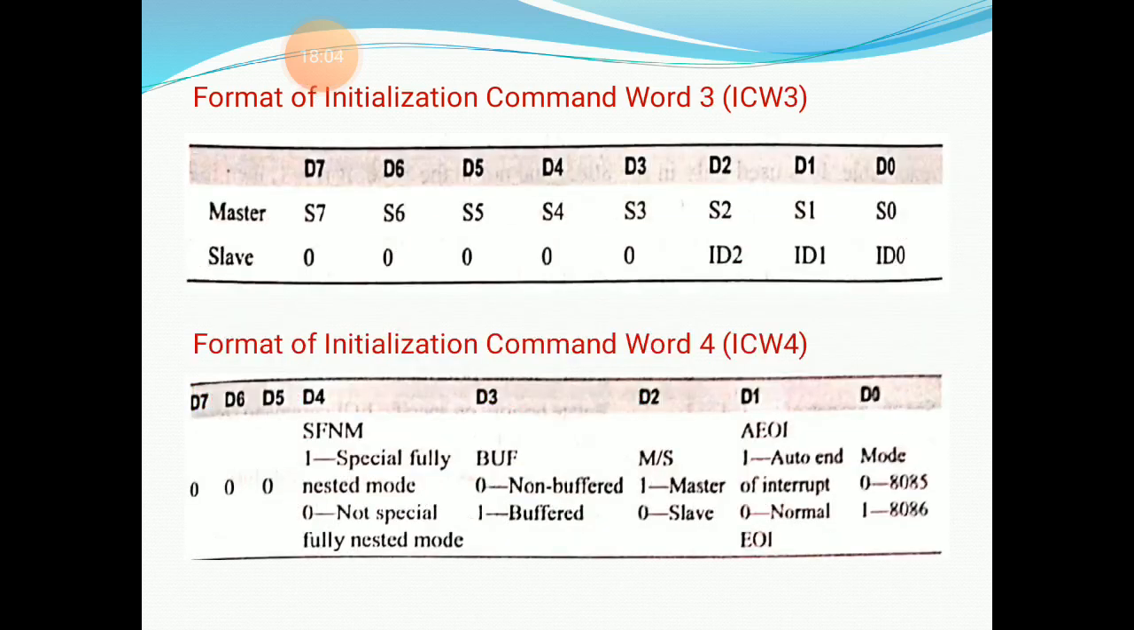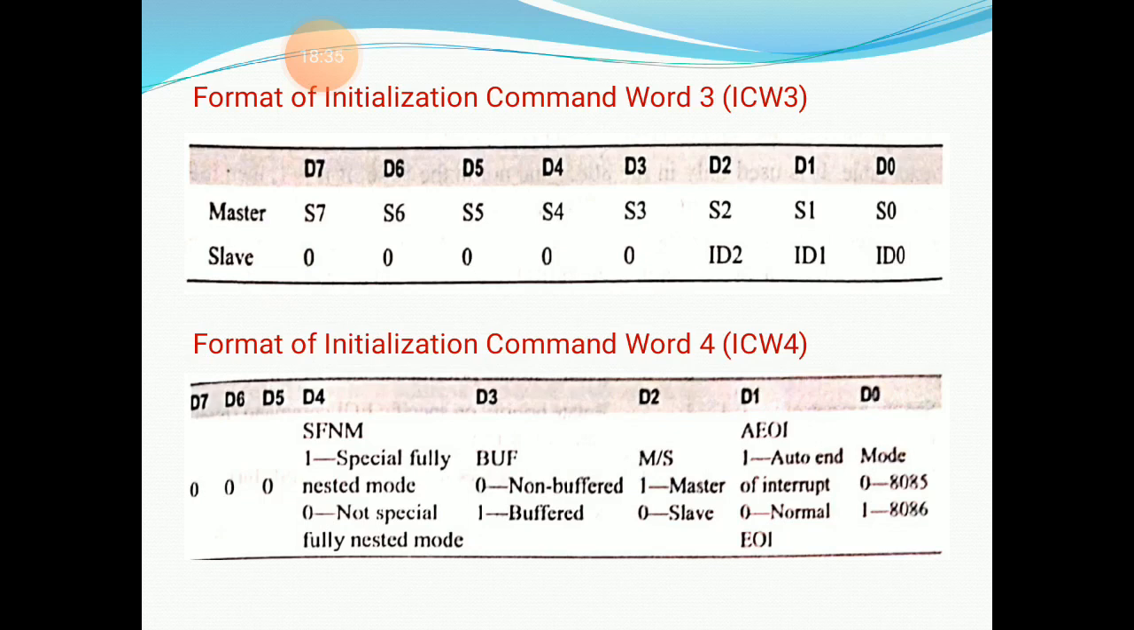Now let us see the initialization command word 3. Whether this word is required or not depends upon the D1 bit of ICW1. In ICW1, D1 belongs to either single mode or cascade mode. If it is 1, single mode, 0, cascade mode. If it is 0, use the ICW3 format. Here D0 to D7 bits can be used as either master mode operation or slave mode operation.